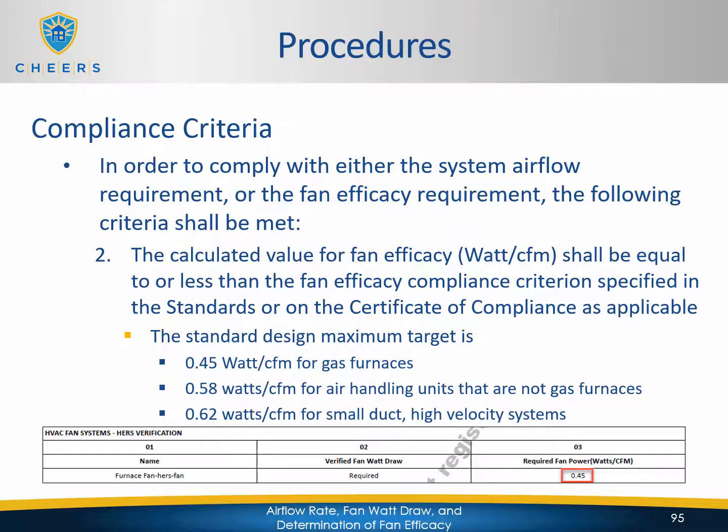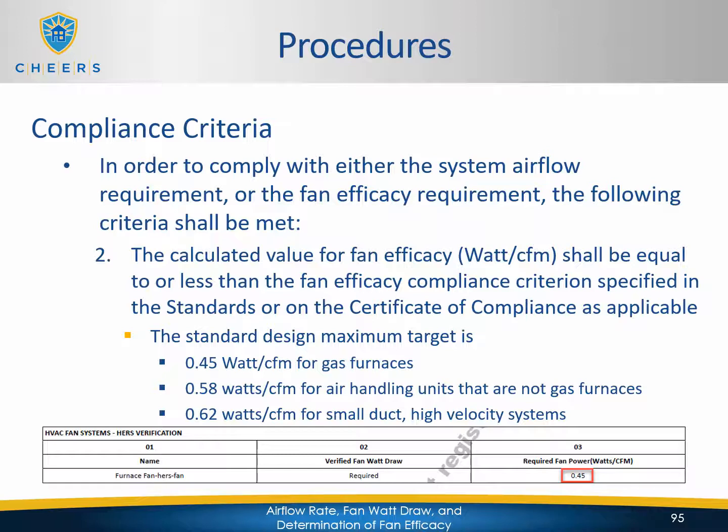The calculated value for fan efficacy, which is watts per CFM, shall be equal to or less than the fan efficacy compliance criteria specified in the standards or on the certificate of compliance as applicable. Again, we've got some standard design targets, and these are maximum targets, so yours needs to be equal to or less than the values here. We have 3 of them. We're going to see 0.45 watts per CFM for gas furnaces, 0.58 watts per CFM for air handling units that are not gas furnaces, and 0.62 watts per CFM for small duct high velocity systems. These are again your prescriptive standard design targets.